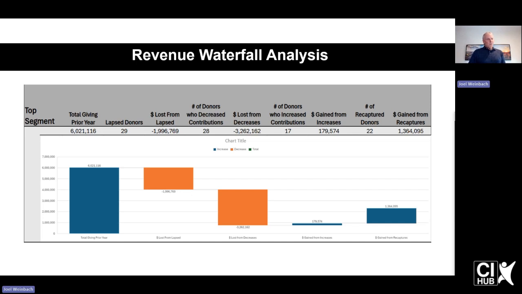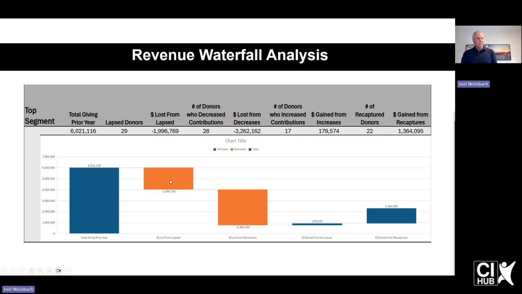This is something that we believe is really important, this kind of visibility. This is what we call a waterfall analysis. So this is for the top donor segment of a particular organization. You can see this looks at the amount they raised, not last fiscal year, but the fiscal year before that. So at the end of 24, they raised $6 million from their top donors. And then we look at what happened to that $6 million of donation over the course of 2025.